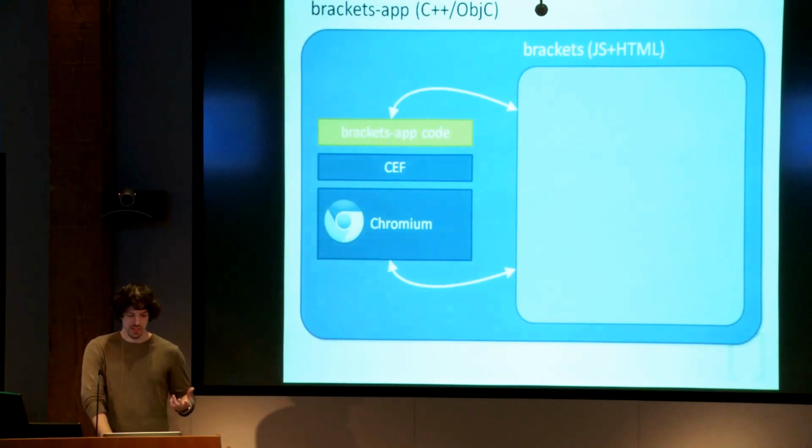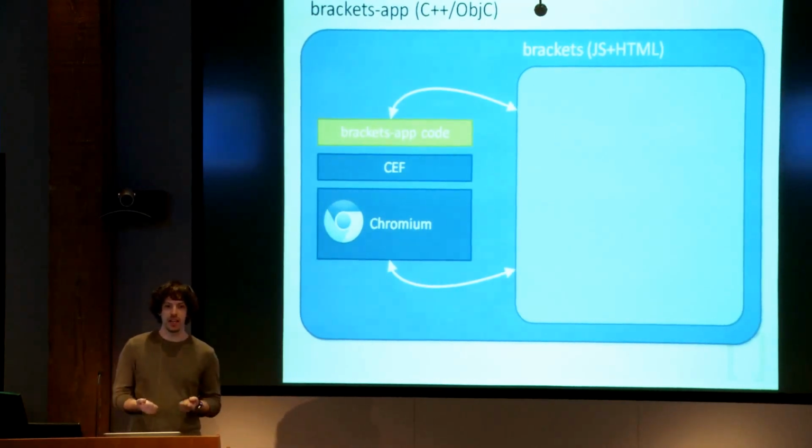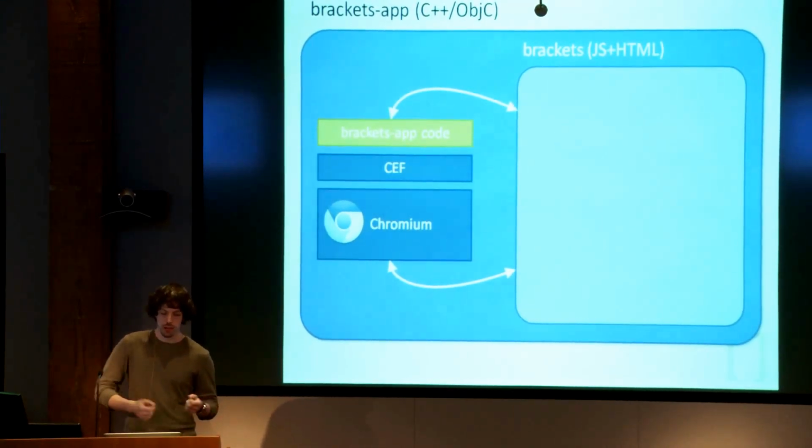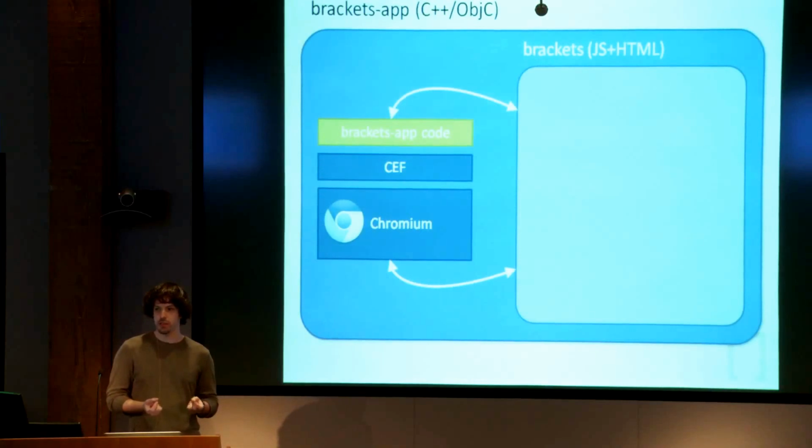The web view, like I said, is a little fancier than a browser in some senses. The core is the Chromium version of WebKit. It's wrapped in a wrapper called CEF, Chromium Embedding Framework. On top of that, we've added a few extra APIs that we use for things like accessing the local file system. That's that green box there, the Brackets app code.